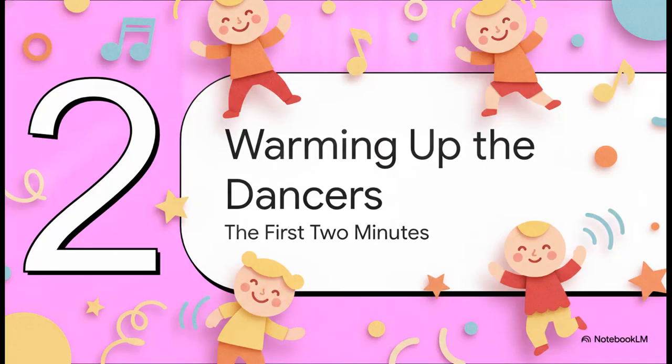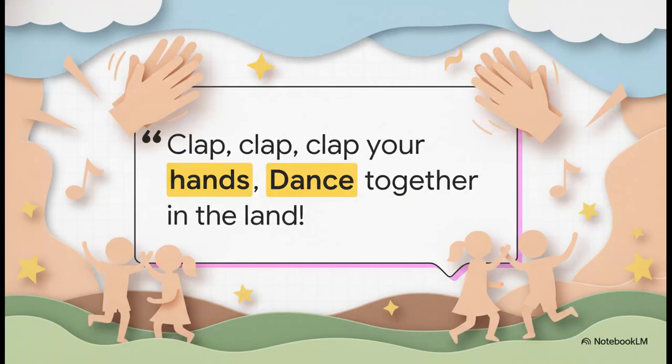Moving right along to Section 2, warming up the dancers, the first 2 minutes. All right, now that we understand the visual world, let's look at how this concept kicks off the physical activity. Because you can't just ask a toddler to sprint right out of the gate. You've got to warm them up and invite them into the play. And that invitation sounds exactly like this.